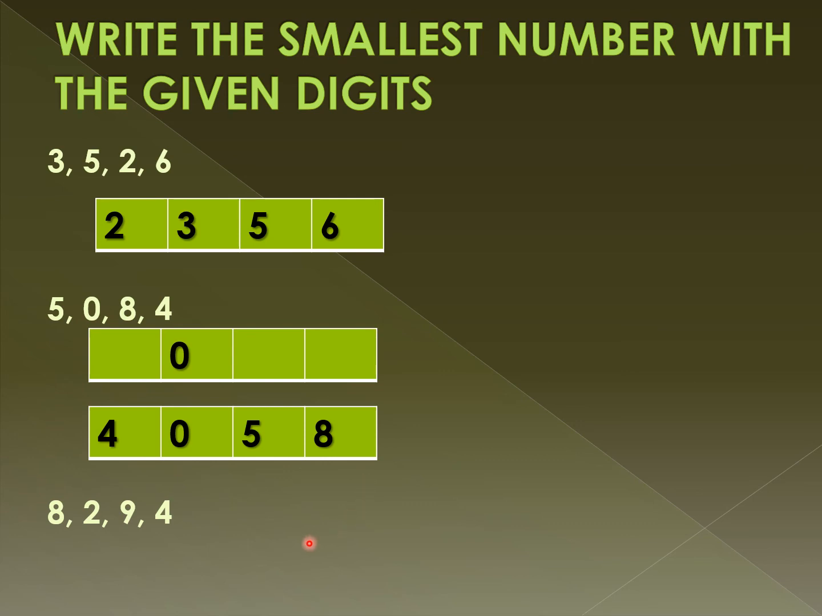Let's look at one more example. 8294. Let's form the smallest number with these digits. We arrange them in ascending order, smallest to greatest. We have 2, 4, 8, 9. So the number is 2489.